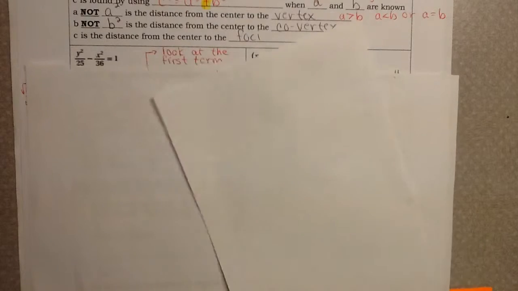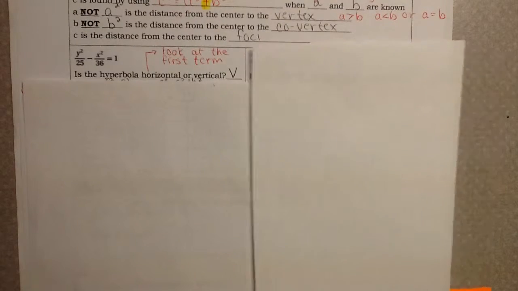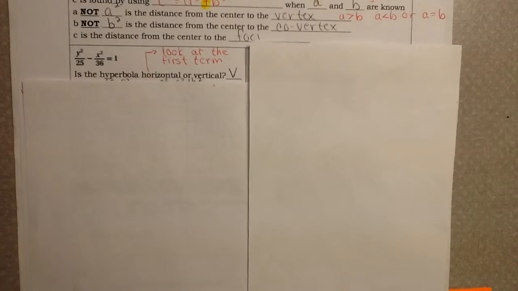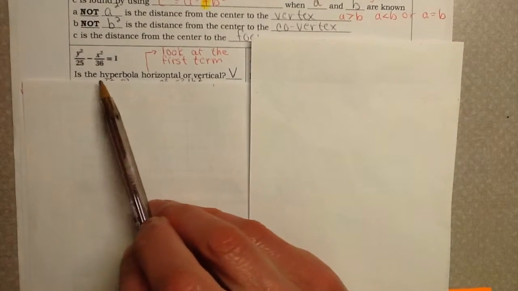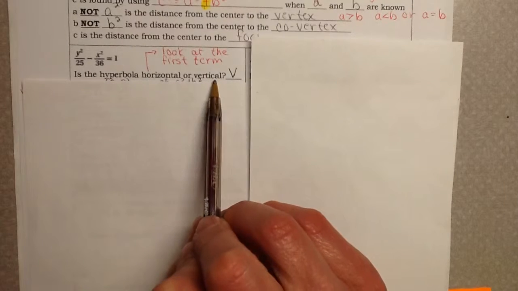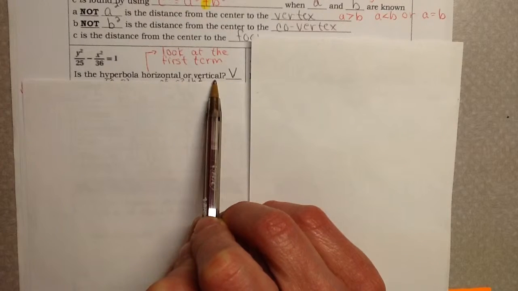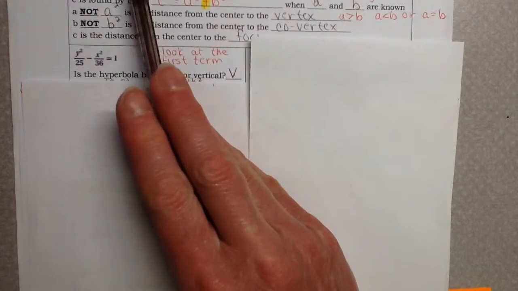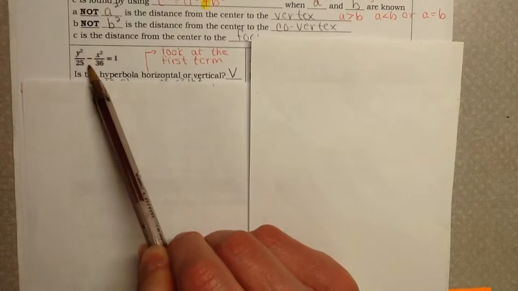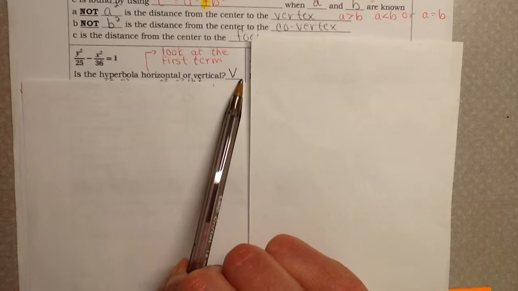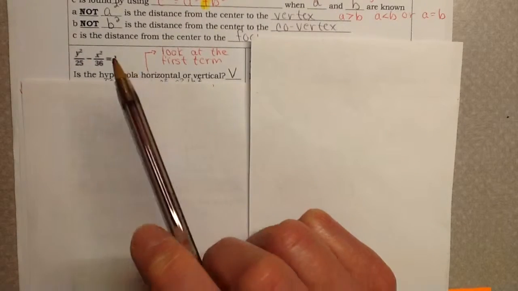All right, we're going to do a couple of examples here. Here is my first equation for my ellipse. Or sorry, I keep saying ellipse. Sorry, it's hyperbola. We want to figure out if the hyperbola is horizontal or vertical. Now, for an ellipse, we always looked for the biggest number. That's not the case for a hyperbola. For the hyperbola, you look at the first term. So if the first term is y, that means it's vertical. If the first term is x, that means it's horizontal.